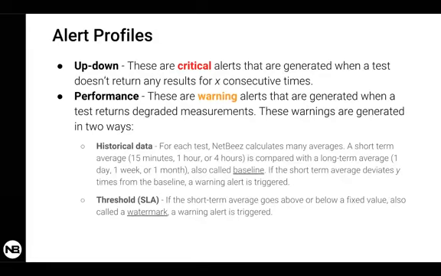So these are warning alerts that are generated when, for example, a test returns degraded measurements. So how can you detect degraded measurements? There are really two ways: based on historical data, and based on a fixed threshold like an SLA.